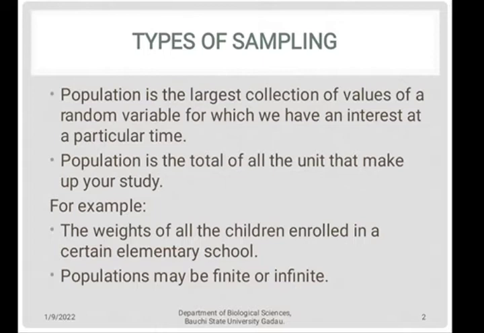A population is the largest collection of values of a random variable for which we have an interest at a particular time. Population is the total of all the units that make up your study. But sometimes it is very difficult for you to study all the population, right? Let's take, for example, the weight of all the children enrolled in a certain elementary school. Now, the population could be finite, which means it has an end, or it could be infinite, which means you don't know the end value.